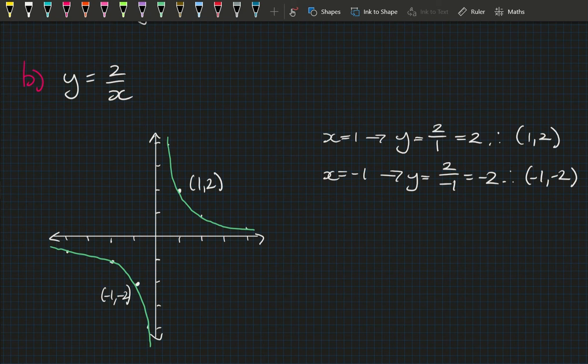I find that negative bit difficult. It sort of goes against the way my hand moves. I might just try it in the opposite direction. Nah, no, I still miss it.